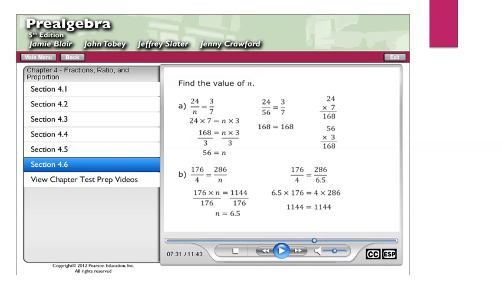So go ahead and check it. You don't have to. It's optional, but it's a good idea to do it. Let's get in the habit of doing it. So we can stop here and be like, okay, we're done. But just to be 110% sure, let's go ahead and check it. So again, we're going to take that 6.5. We're going to replace n. You can see if you move up to the right a little bit, they rewrote that expression, 176 over 4 equals 286 over 6.5. Found the cross products, both of them equal 1,144. Yes, it is absolutely correct.